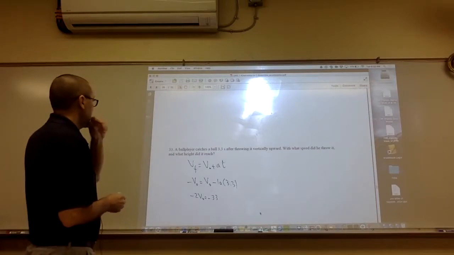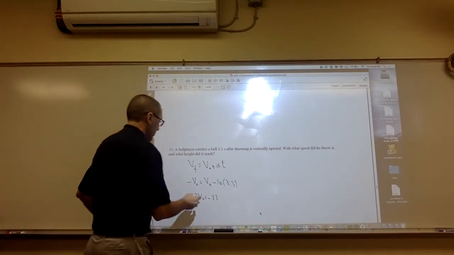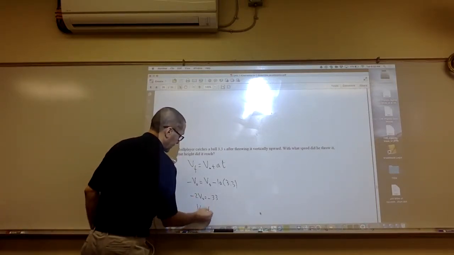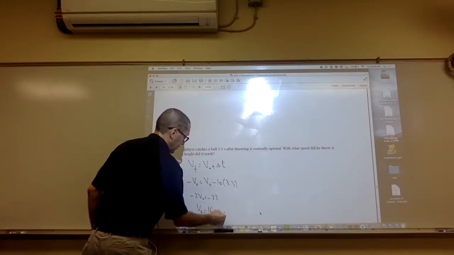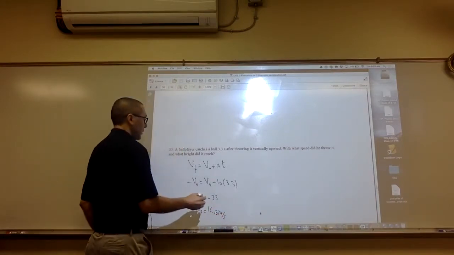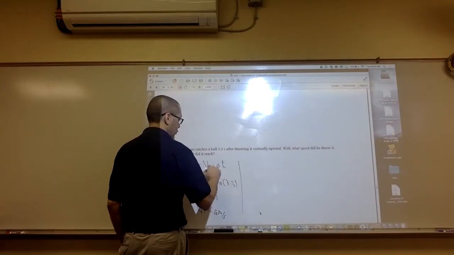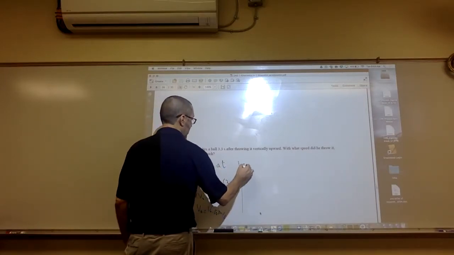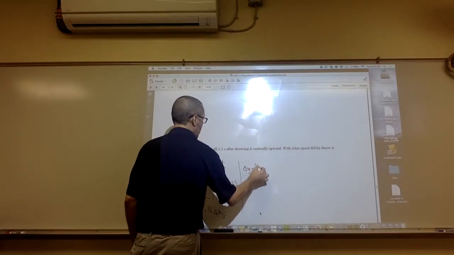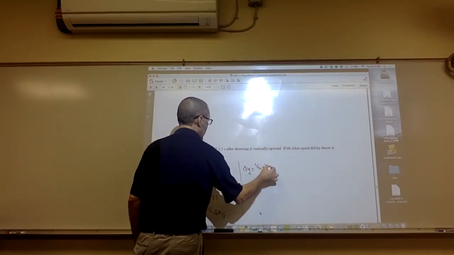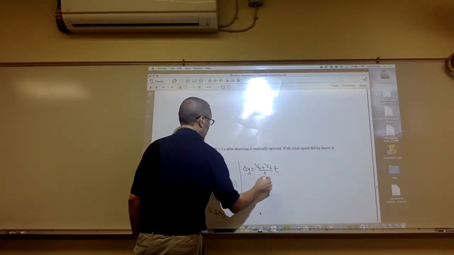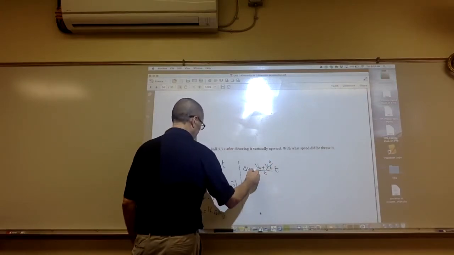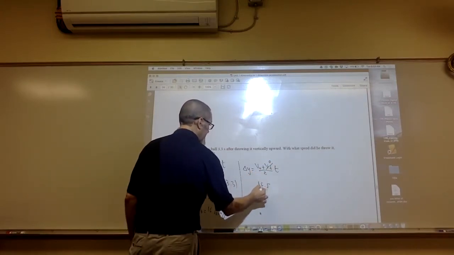At what height did it reach? Well, VO here is 16 and a half meters per second. How high did it reach? I think we can probably do delta Y equals VO plus VF over 2 times T. VF at the top is 0, VO is 16 and a half.